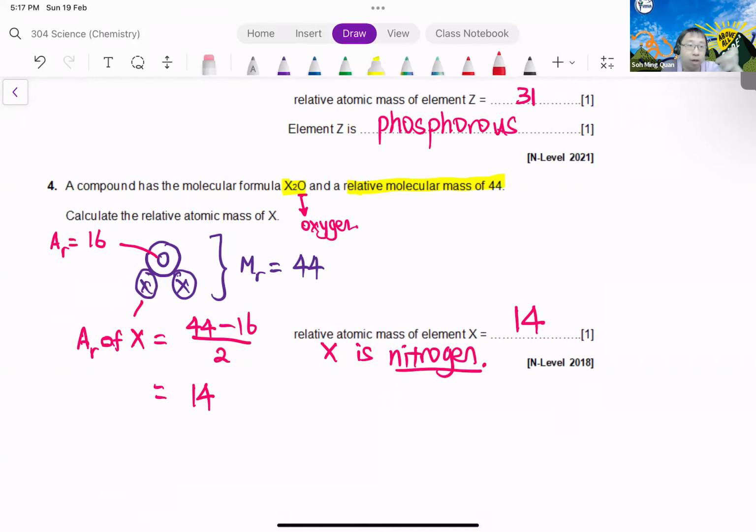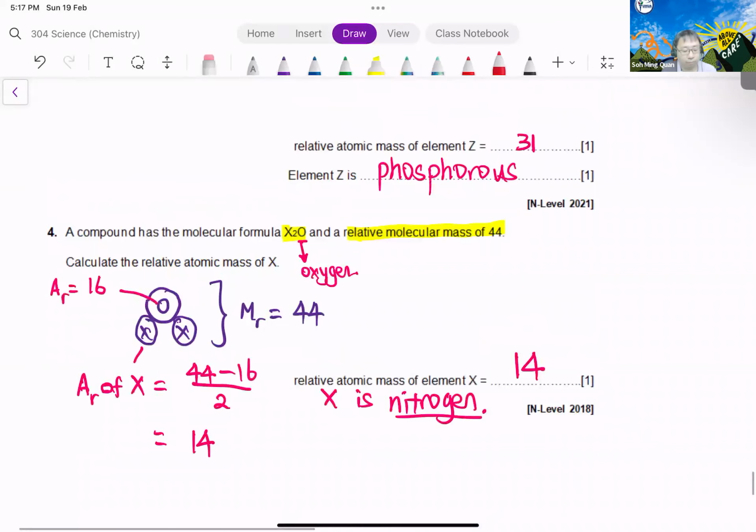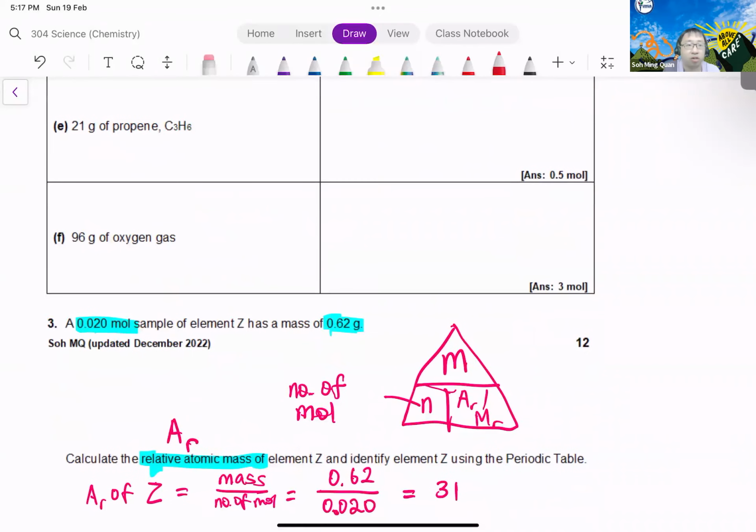You just need to know that formula triangle, the m, n, MR. Sure coming out. This triangle, sure coming out. It's not even a secret, it's not a hint. So to use this triangle, you must first know how to calculate MR, including MR of substances with brackets in the formula, like zinc nitrate just now, that kind of example. Can? So any questions about mole? It's just two kinds of problems only.